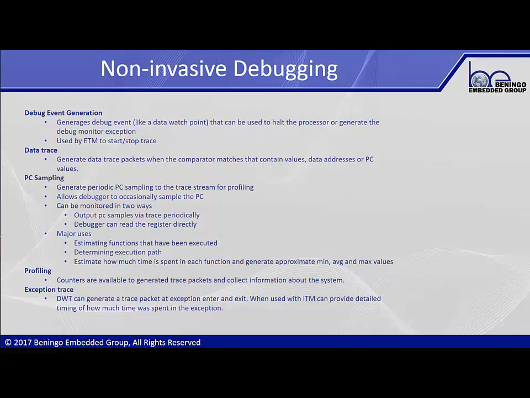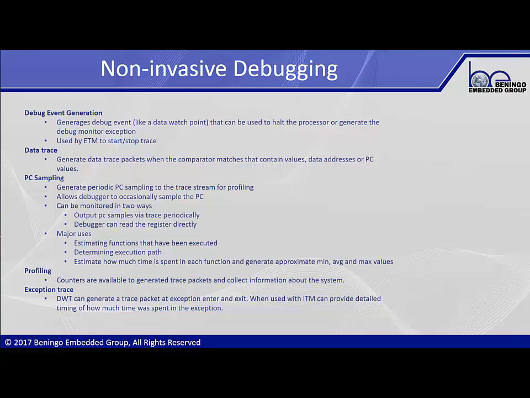Non-invasive trace debugging can provide us with a lot of useful information. We can generate debug events. This is where we get a debug event such as, hey, a data watchpoint was triggered, or hey, we want to halt the processor, or generate some monitor exception or something like that. Whether we're starting or stopping tracing, we can get this information.